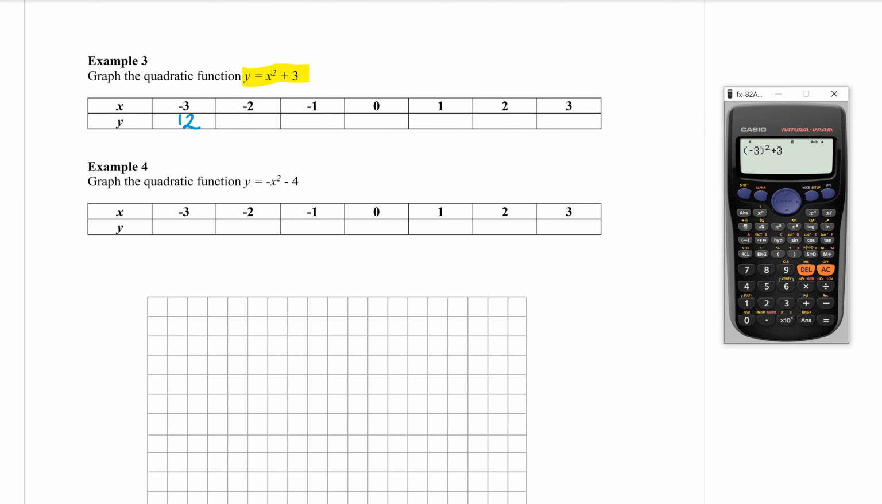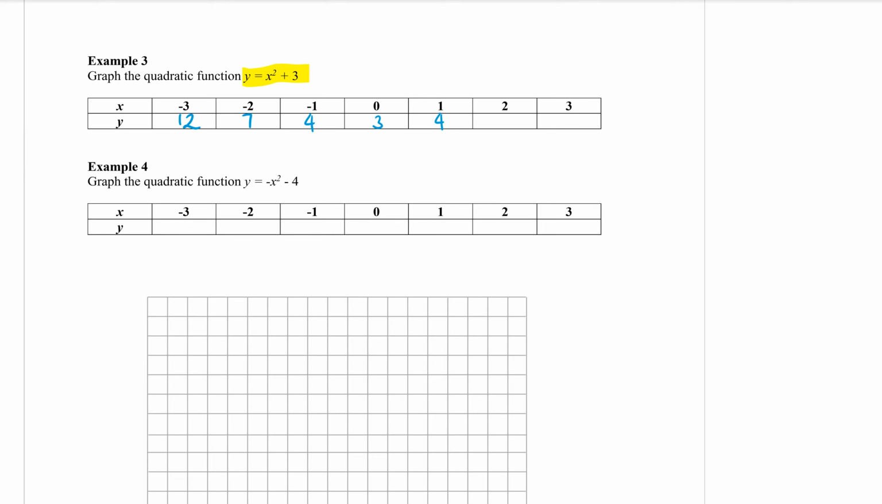So we want -2, so 7. Then we want to do -1 squared plus 3. Then we want to do 0 squared plus 3 is 3. Then we want to do 1 squared plus 3 is 4. See how we're going back up again? So you could probably guess that these last two numbers are going to be a 7 and a 12. You can keep subbing them into your calculator if you'd like to check that.